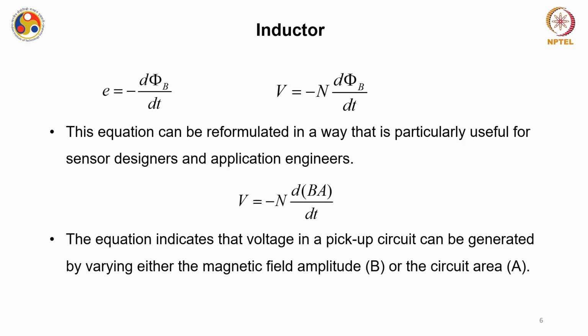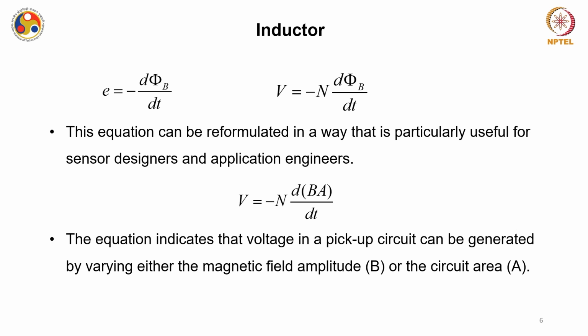From this equation I can also say that if the number of turns is equal to capital N, I can say that the voltage is minus N d phi by dt. Okay. This equation can be reformulated in a way that is particularly useful for the sensor designers and the application engineers. So I can simply write this V as minus N d by dt of B into A. Okay. Right. Considering that theta is equal to 0.